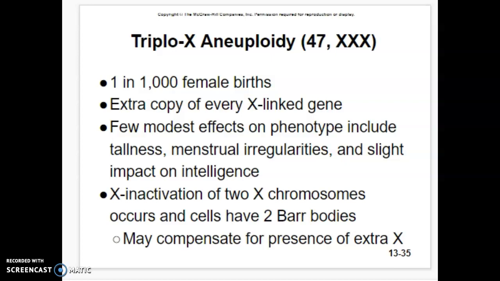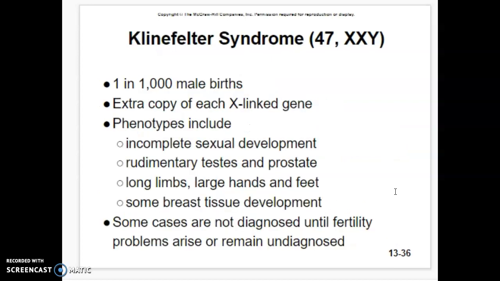Triple X syndrome. 1 out of 1,000 females get this. Tall, menstrual irregularities, slight impact on intelligence, nothing too serious. You can actually look at their cells and see 2 Barr bodies. That means instead of turning off 1 X chromosome, you turned off 2 to kind of normalize things. So it's really not too big of a deal there.